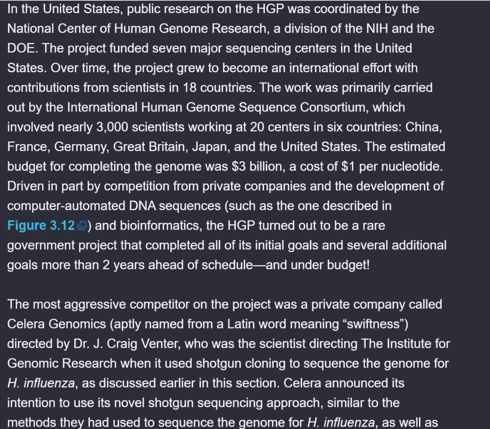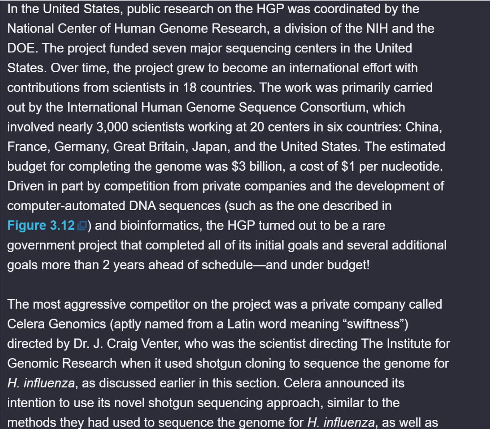In the United States, public research on the HGP was coordinated by the National Center of Human Genome Research, a division of the NIH and the DOE. The project funded 7 major sequencing centers in the United States. Over time, the project grew to become an international effort with contributions from scientists in 18 countries.